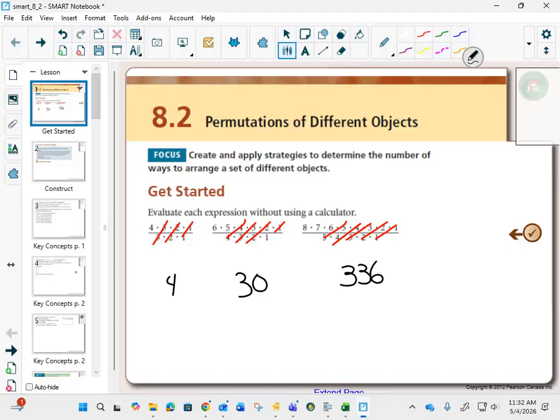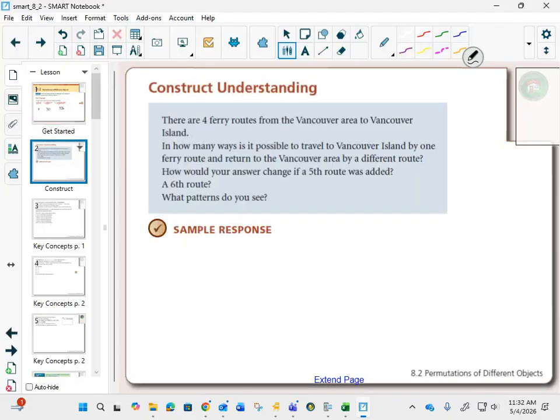But when we get to the construct the understanding, there are 4 ferry routes from the Vancouver area to Vancouver Island. You want to travel to Vancouver Island by one route and travel back using a different route.